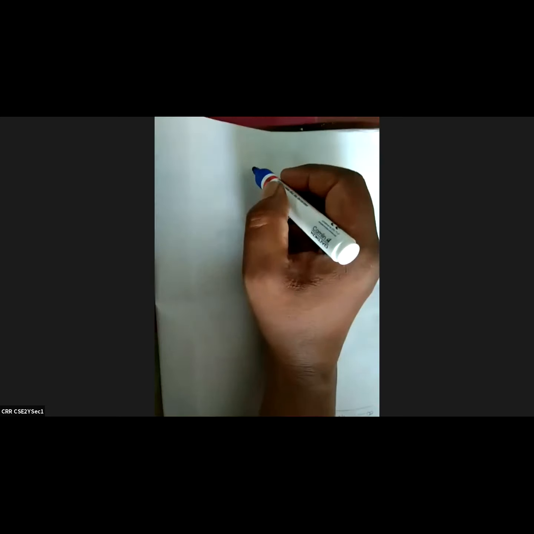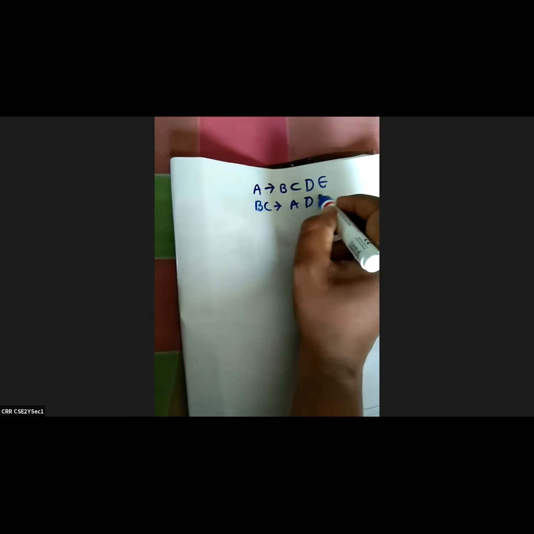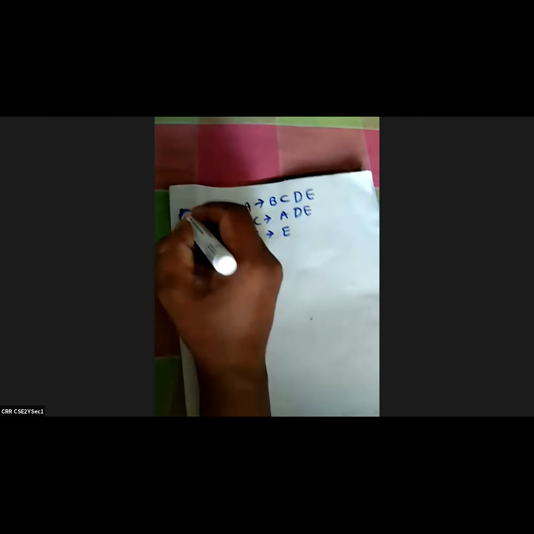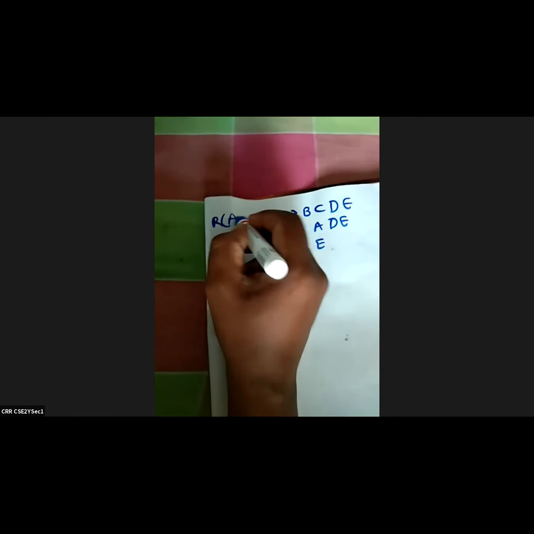Here I'm writing the dependencies. By using A, I can find out B, C, D, E. By using BC, I can find out A, D, E. By using C, I can find out E. So what is the actual table here? R of A, B, C, D, E. Am I right?